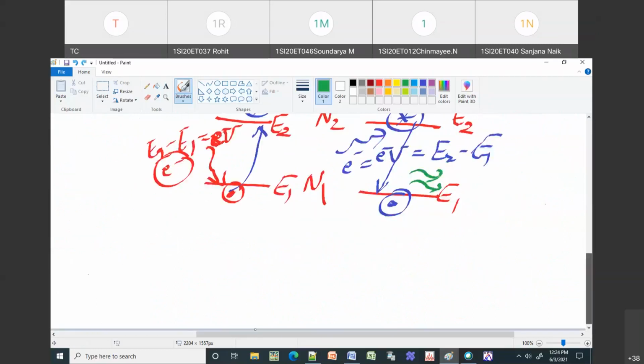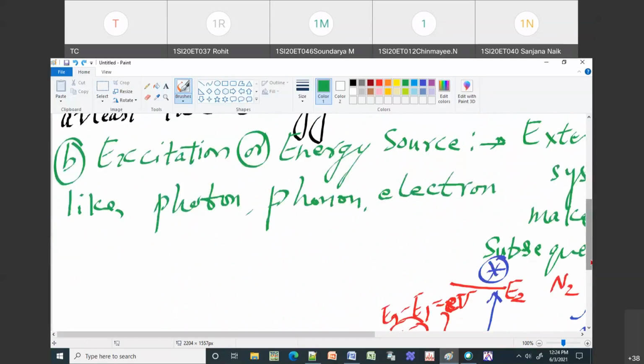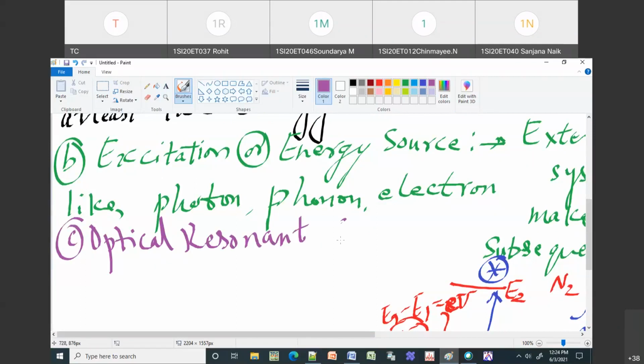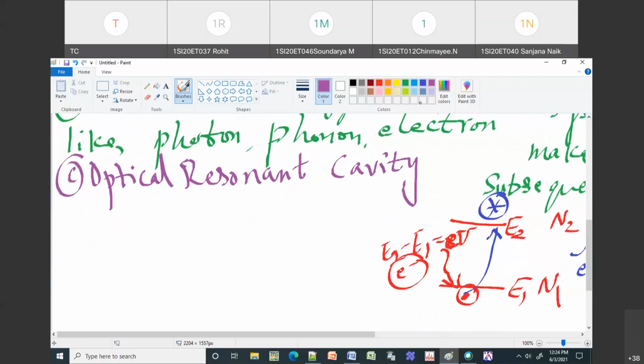Then the last one is what we call the optical resonant cavity. Okay, so the third one is the optical resonant cavity. So what is this optical resonant cavity? It is just an arrangement of two mirrors.